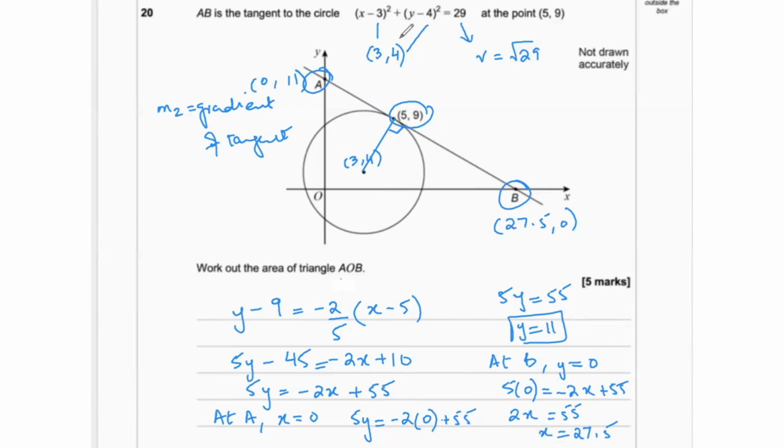So since these are the x-intercept and y-intercept, that means the distance OA is 11 and OB is 27.5, which means the area is going to be 1 over 2 times 11, which is the height, times the base, which is 27.5. And that gives us a value of 151.25 units squared. That is the area of the triangle AOB.